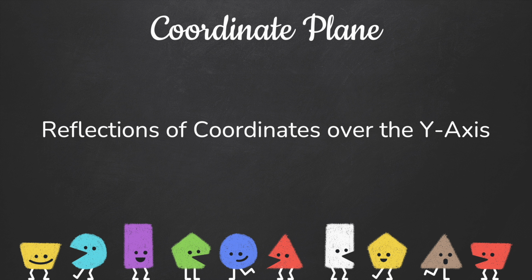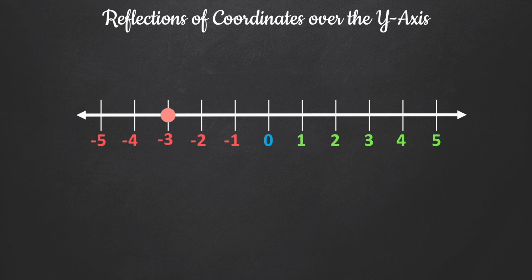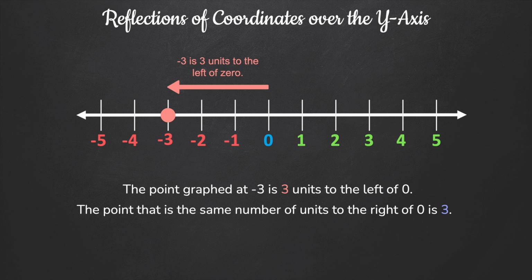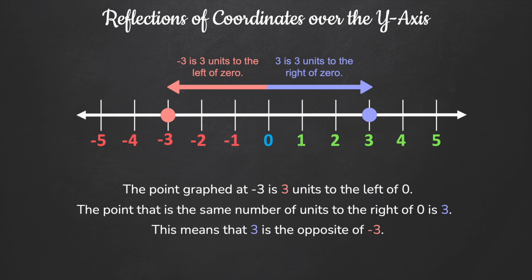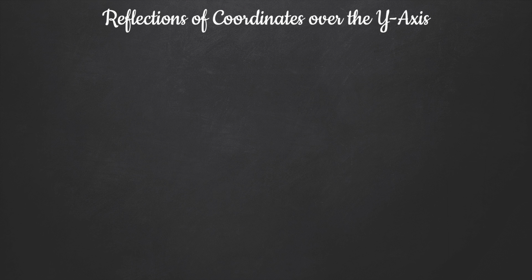Hello, mathematicians. Today we're going to be learning about the coordinate plane, more specifically reflections of coordinates over the y-axis. So here we have a horizontal number line and we have a point graphed at -3. The point graphed at -3 is 3 units to the left of 0. The point that is the same number of units to the right of 0 is 3. This means that 3 is the opposite of -3. And when we're reflecting with coordinates, we're going to be dealing a lot with opposites.